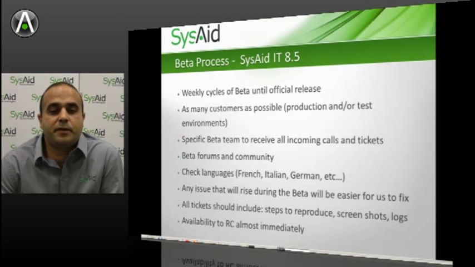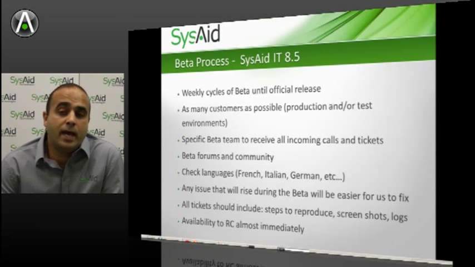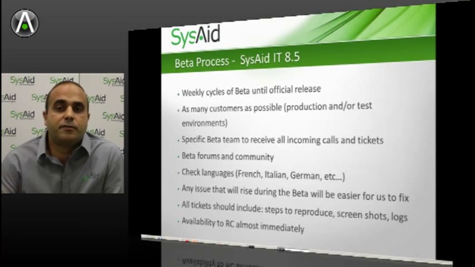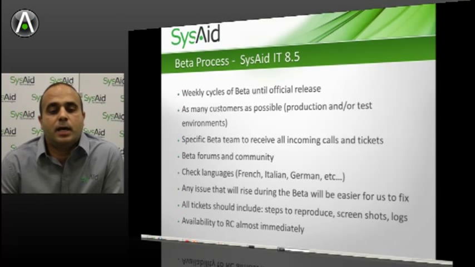And we have specific beta forums and community in our SysAid community. Based on previous beta processes, we have a beta-specific forum where you can submit and post your issues and see if anyone encountered the specific problem, or post something else, and get, of course, answers from our technical support. So use the beta forum in the community for all beta issues as well.